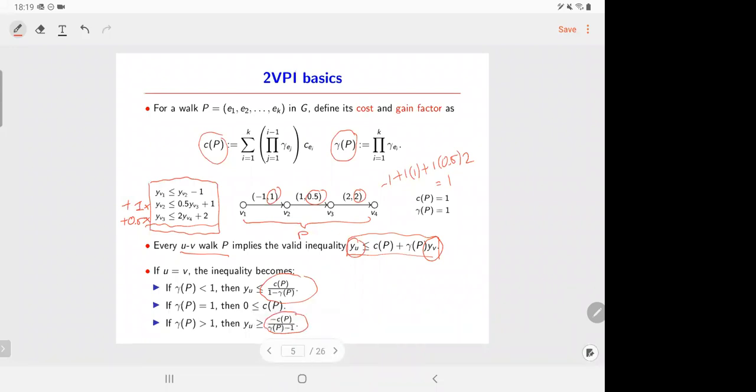And if the gain factor is equal to 1, then we don't learn any bound on variables, but we get an inequality that doesn't involve any variable. So if C of P is non-negative, this is just a tautology. But if C of P is negative, then this gives us an infeasibility certificate for our system. So it is helpful to think back to the shortest path problem. This is when you have a negative cost cycle in the graph.